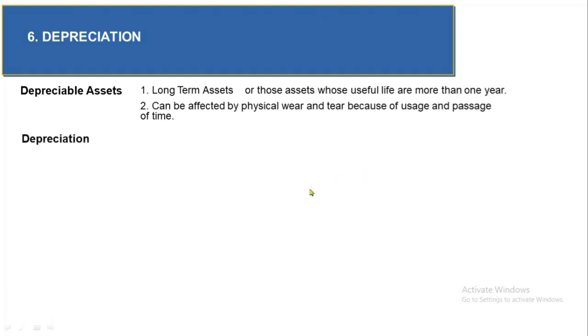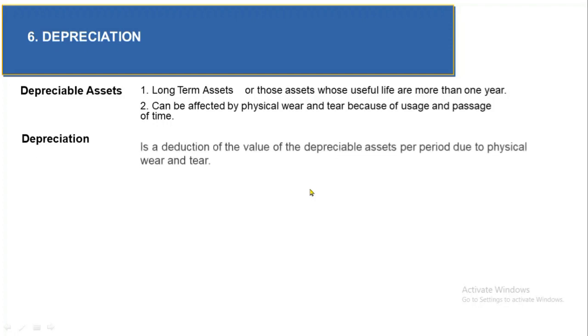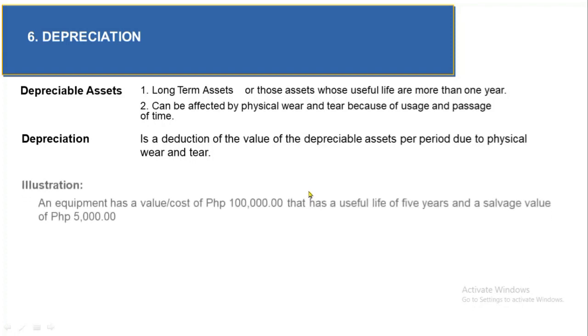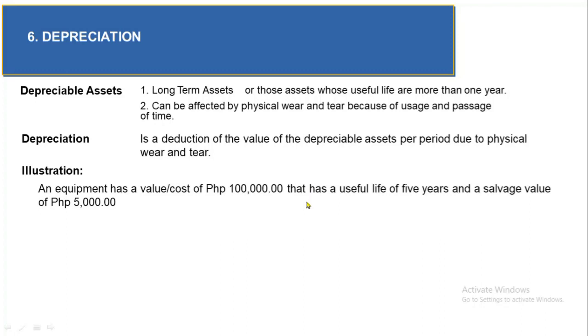So what is depreciation? It is a deduction of the value of the depreciable assets per period due to physical wear and tear. And how can it be computed? Let's have an illustration to do just that. So equipment has a value of 100,000 that has a useful life of 5 years and a salvage value of 5,000. So no need to explain about the useful life because it is self-explanatory.